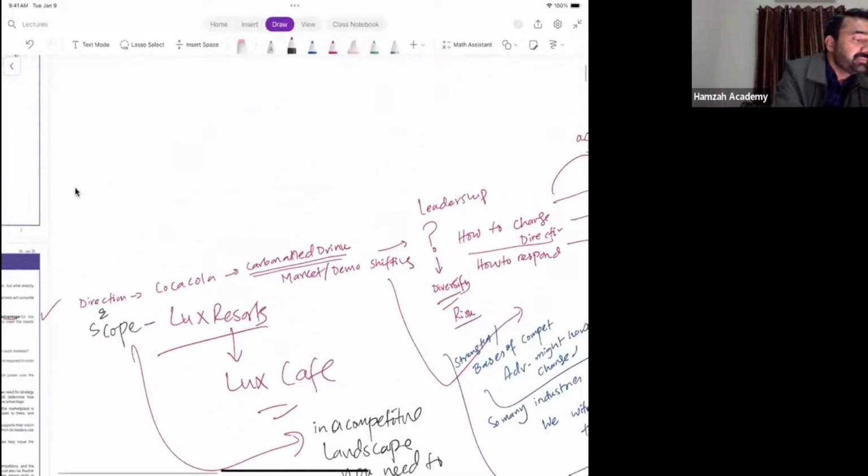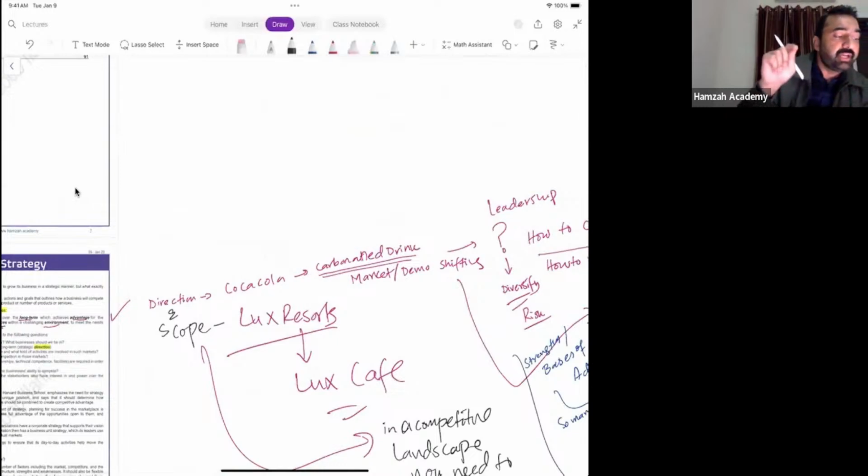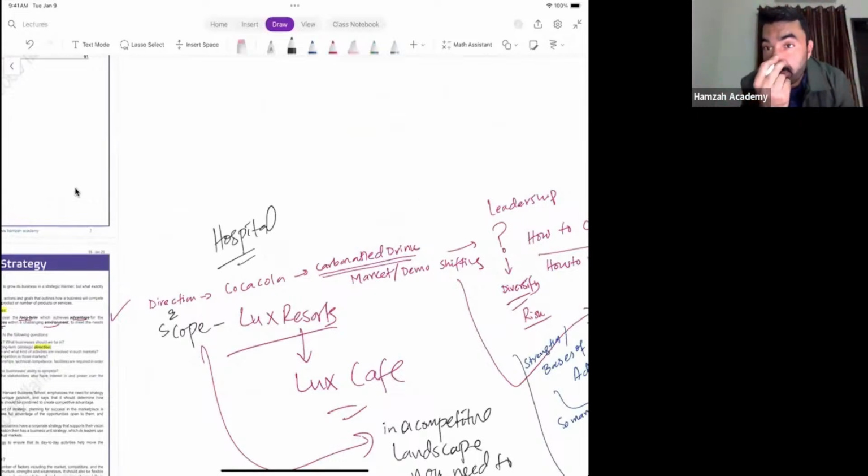One more example of direction and scope I can share with you: a hospital. Let's give the example of the famous hospital in Mauritius. What is the name of the hospital, next to the University of Mauritius? Not Phoenix. Yes, the hospital name is Welkin.